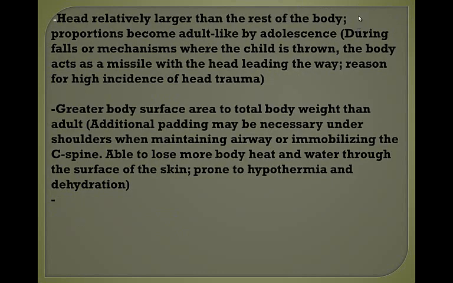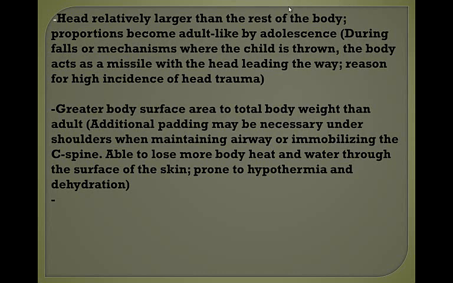Pediatric patients also have heads that are larger than the rest of their body in proportion, and they become more adolescent or adult-like by adolescence. This means that during a fall, or mechanisms when a child is thrown, like from a car, the body acts as a missile with the head leading the way, and this is why they have a high incidence of head trauma. So if you have a pediatric patient that's fallen from a balcony, they're going to land head first, every time.